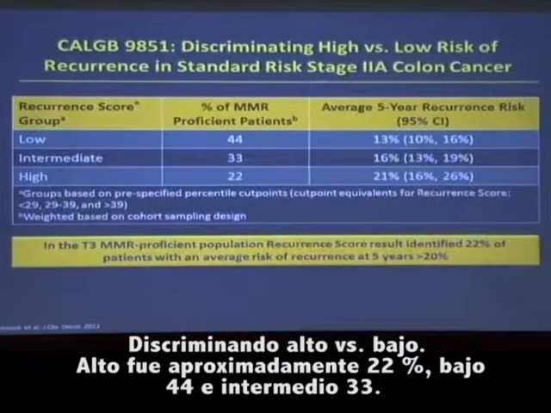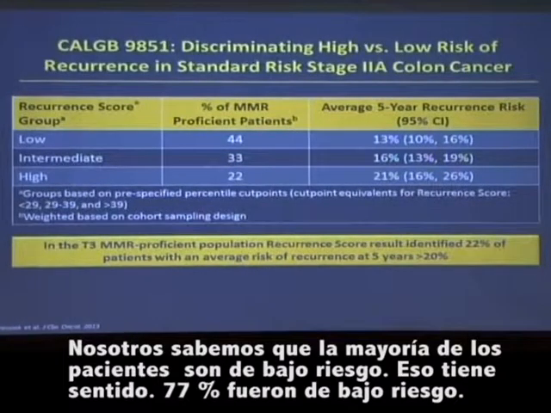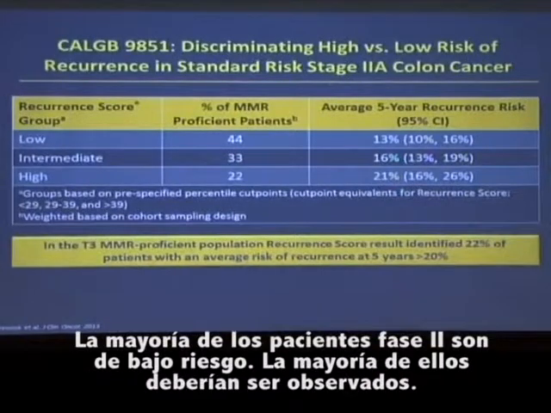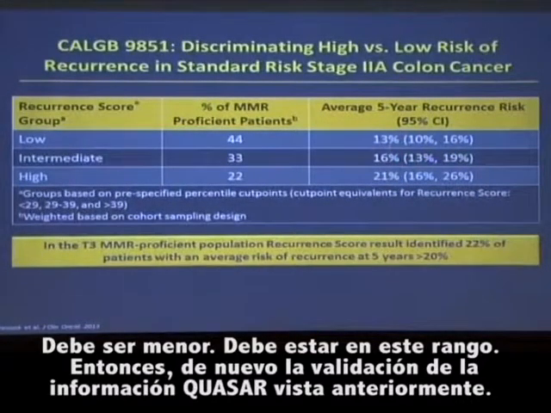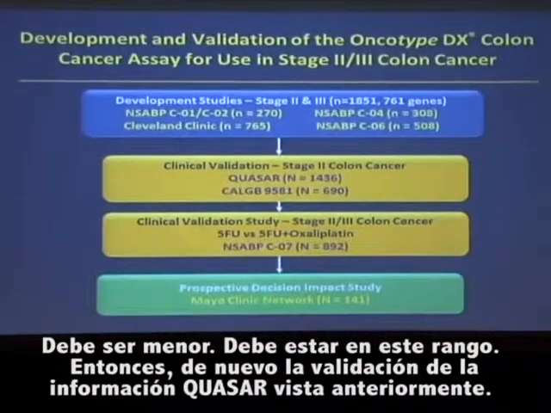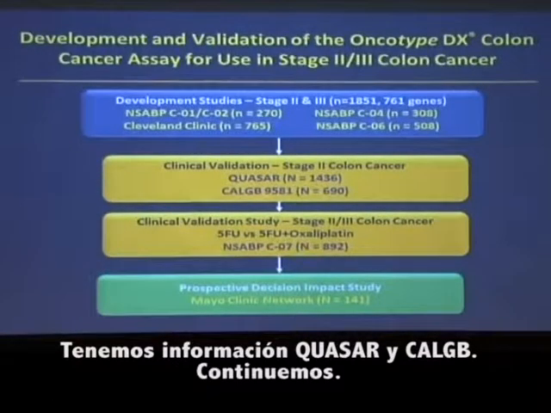Okay. Discriminating high versus low. High was about 22%, low 44%, intermediate 33%, okay? We know that most of the patients are low risk. This makes sense. 77% were low risk. The majority of stage 2 patients are low risk. The majority of them should be observed. It's these patients that we don't know who they are, okay? And we know that their risk is unacceptable. 21% is unacceptable. It has to be lower. It has to be in this range, okay? So again, validation of the earlier QUASAR data. So we have QUASAR now, and we have the CALGB data, okay?